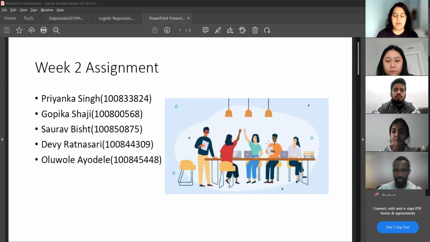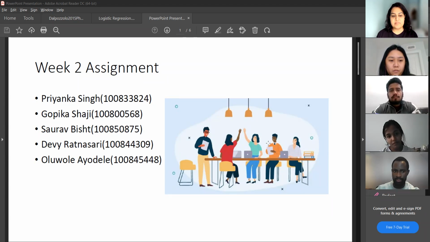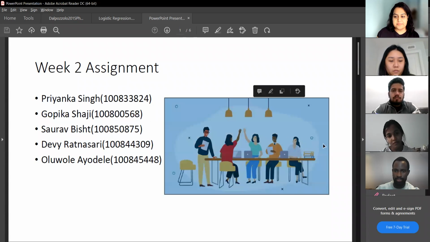Hi everyone, we have gathered here to do the week 2 assignments for visualization, and we thought to do it as a group exercise where everybody will get to present one slide each. The team members are Priyanka Singh, Gopika Shaji, Saurabh Bist, Devi Ratnasuri, and Oluvol Ayodhya. I'll be presenting the first slide, moving to the next slide.